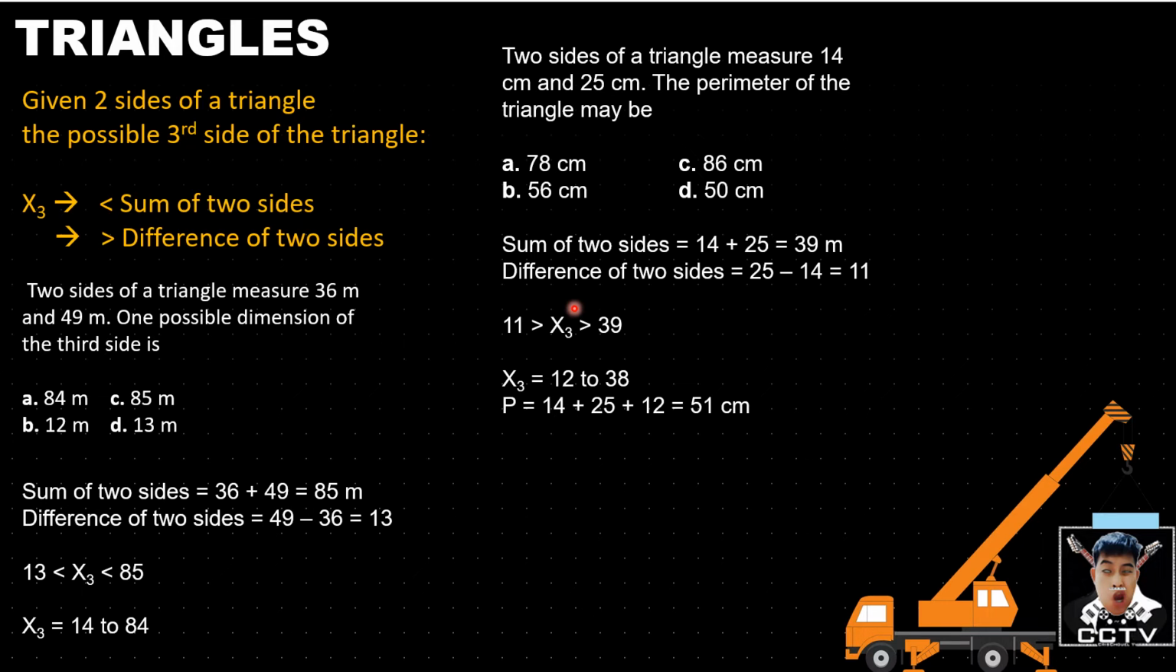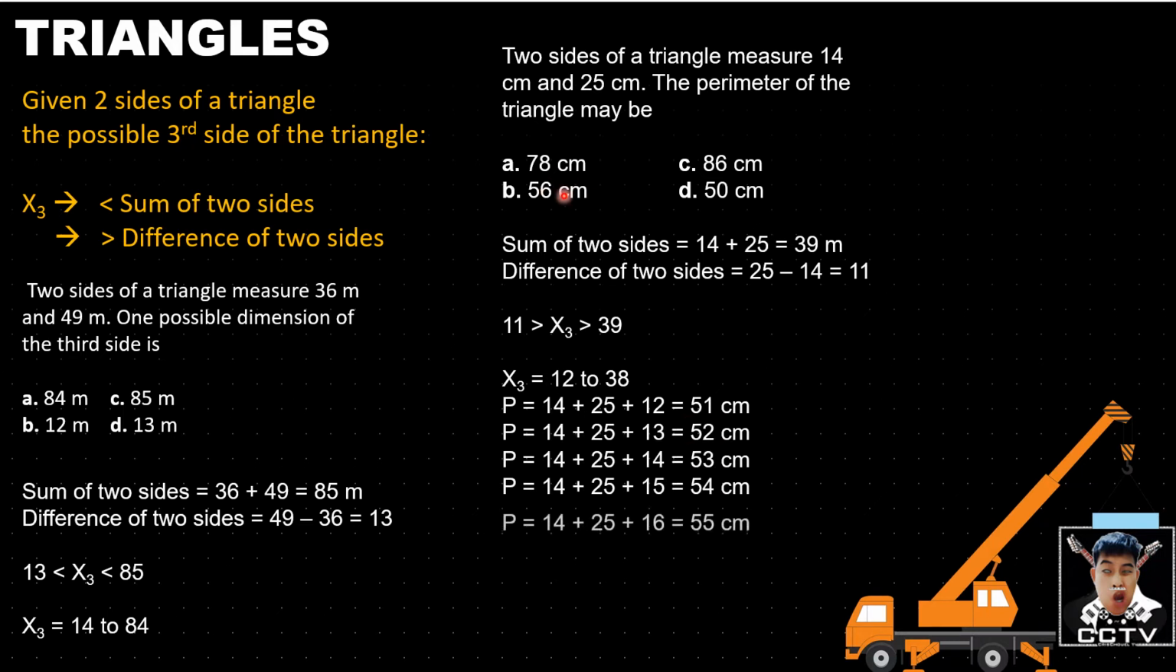Ito-check mo yan tagi-isa. 14, perimeter is 14 plus 25, then the possible is from 12 to 38. 51 ang lumabas, and wala siya sa choices. Hanggang dumating ka sa dulo ng hangganan, which is makuha mo na yung choices. That's it.